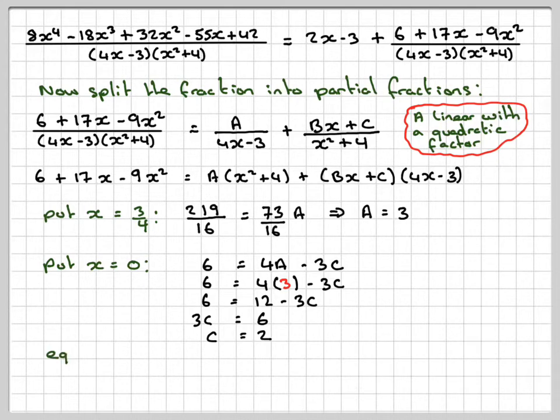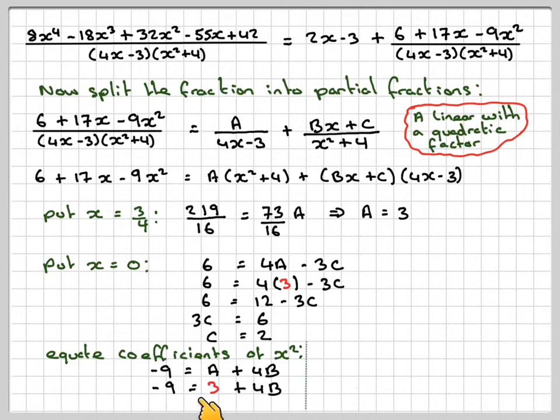To find b, we equate the coefficients of x squared. So here we've got minus 9. Here we've got a. And here we've got 4b. Don't forget it's b times 4. Okay, so it's minus 9 equals my value of a plus 4b. That gives me minus 12 is equal to 4b. And then we get b is minus 3.